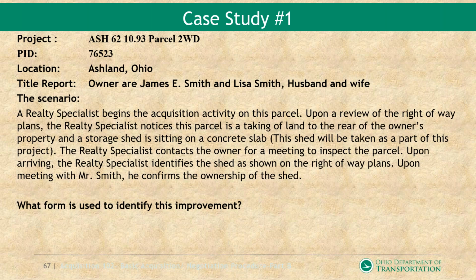All right, so what form is used to identify the improvement? And we're not polling, I'm just going to be putting up the answers. You'd be using an Re95 to identify that improvement. So this is a fee taking from an owner. It's a fee taking, and this is property owned by the fee owner, but we're still documenting that on the Re95.